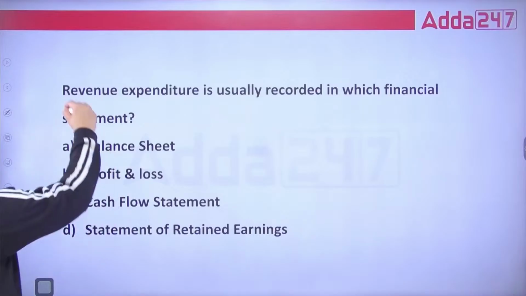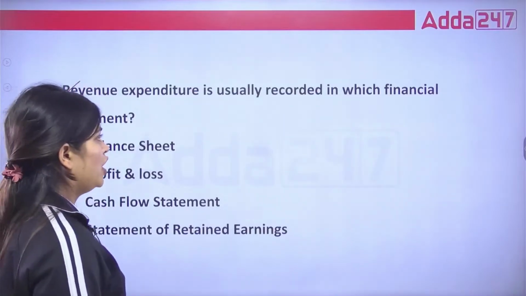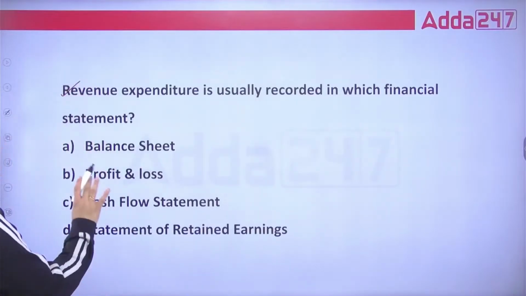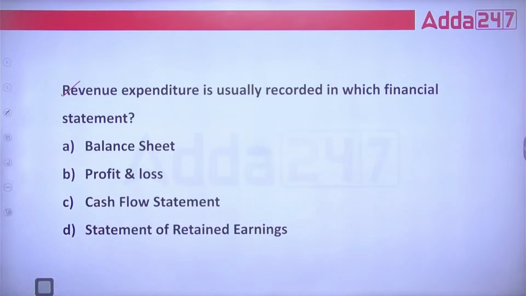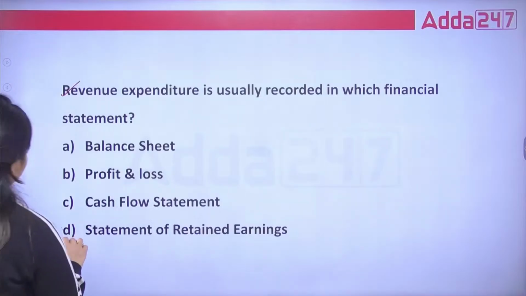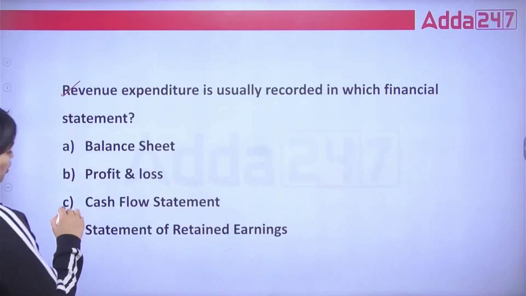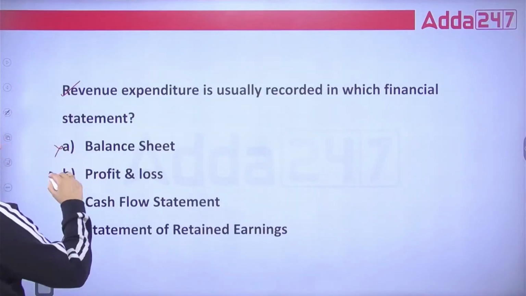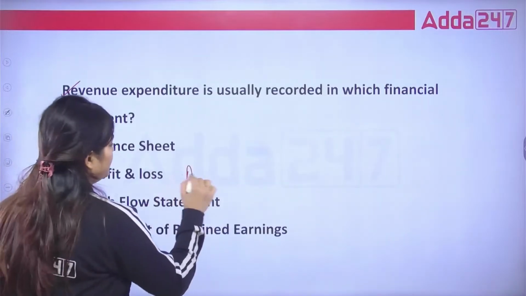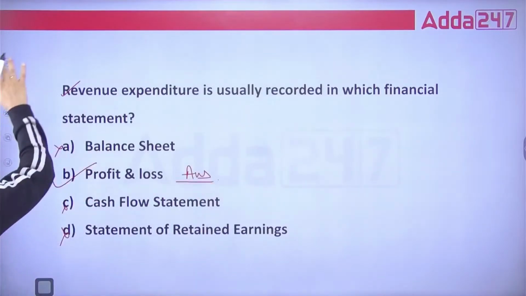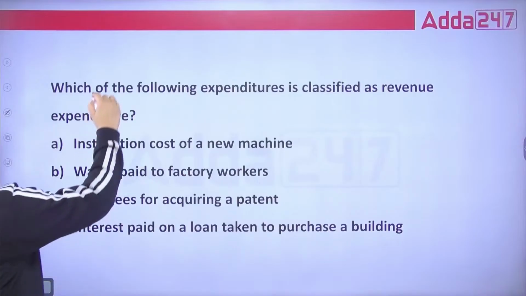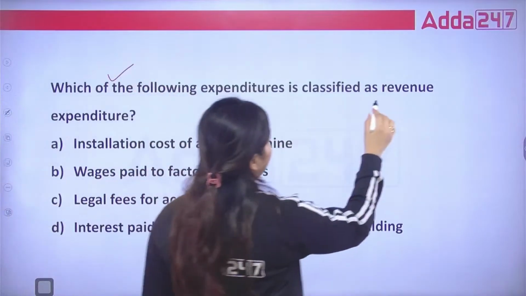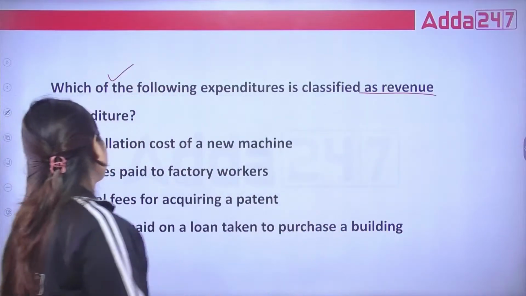Then revenue expenditure is usually recorded in which financial statement? Balance sheet, profit and loss, cash flow statement, D, statement of retained earnings. Retained earnings? No. Cash flow? No. Balance sheet? No. Correct answer is profit and loss. Answer B.